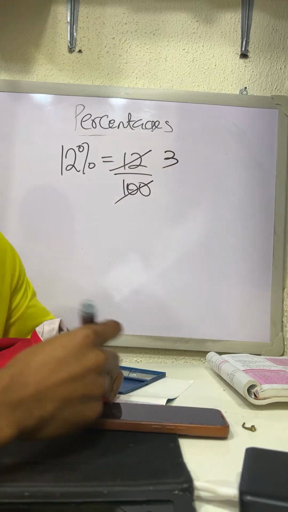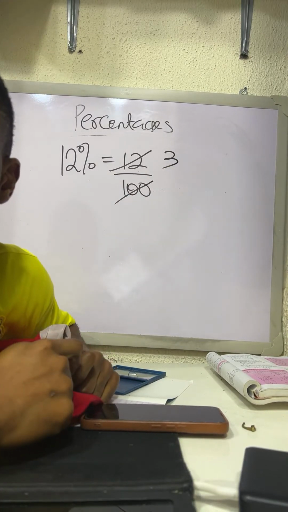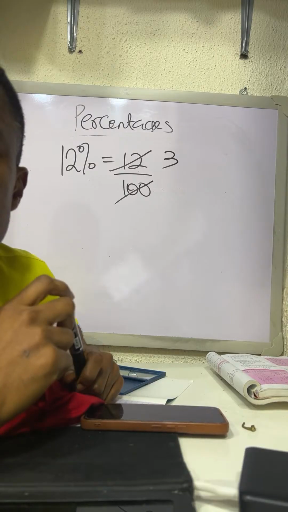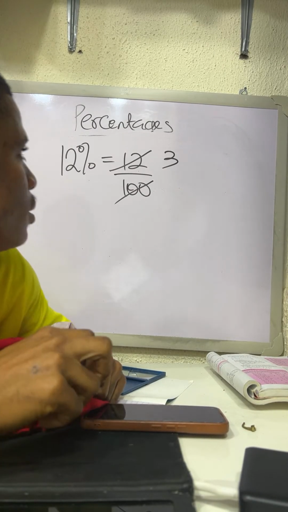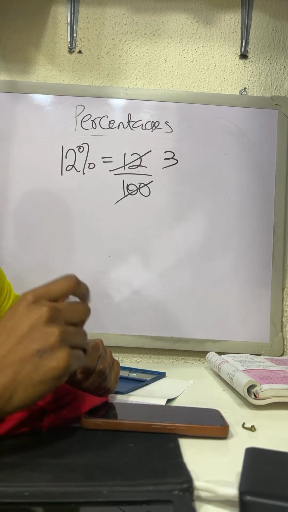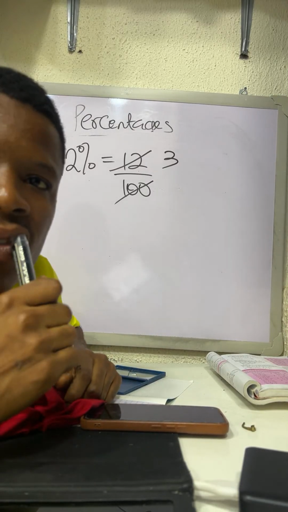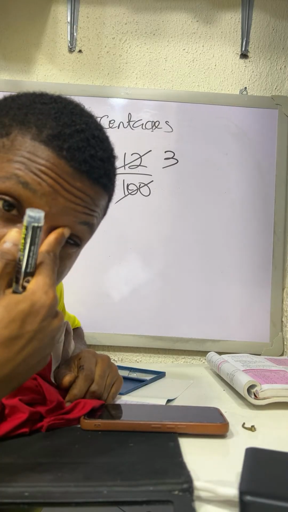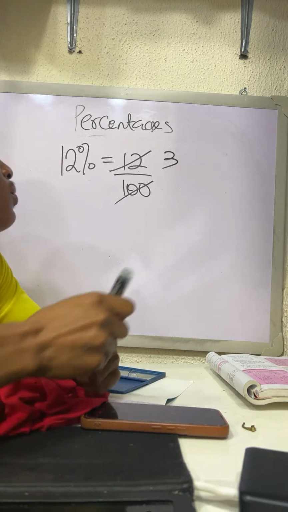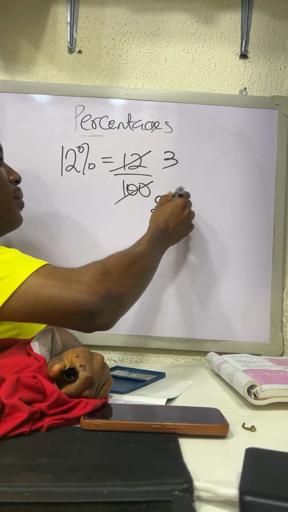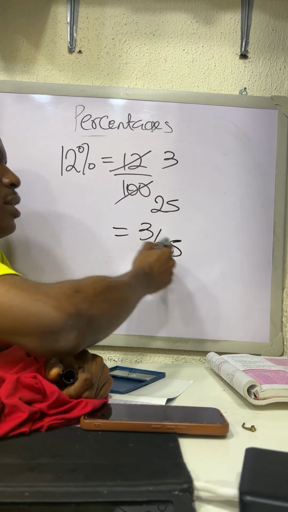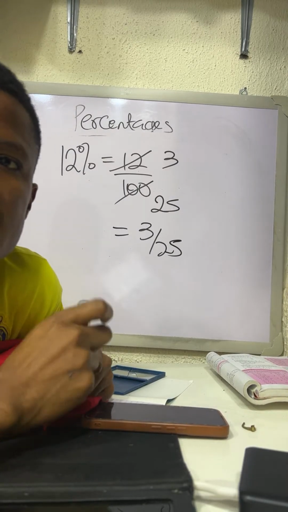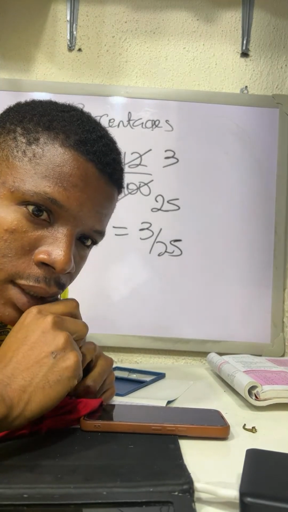If you divide 100 by 5, what's the answer? Oh, 4, sorry, I made a mistake. If you divide 100 by 4, what do you get? 25. So the answer is 3 out of 25. Do you understand it? The answer is 3 out of 25.